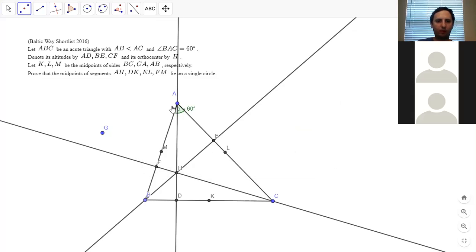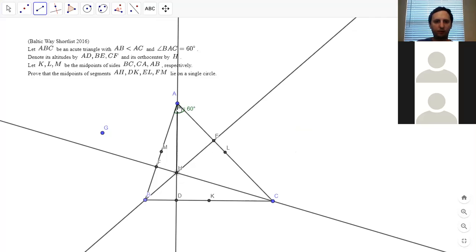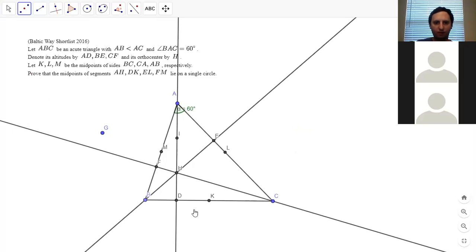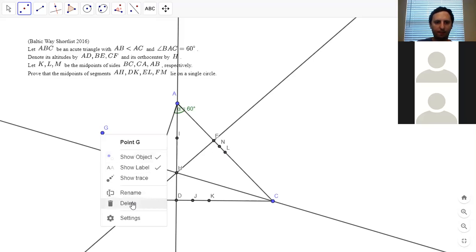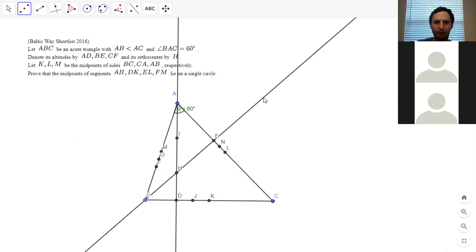We want to show the midpoint of AH. So we have a bunch of midpoints. The midpoint of AH. This almost looks like a nine-point circle thing, but it's not. DK, EL, and FM. So we want to show that those three midpoints lie on the same circle as I. So we have to use that 60-degree angle somewhere.